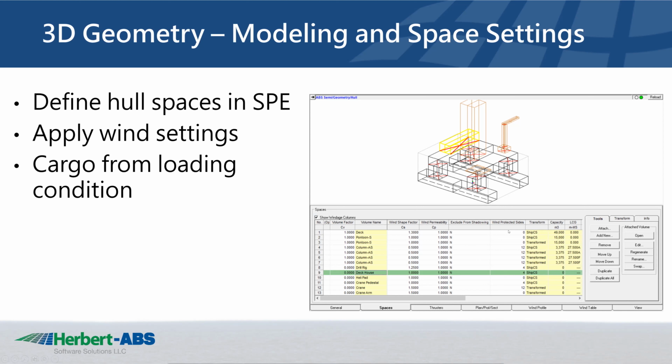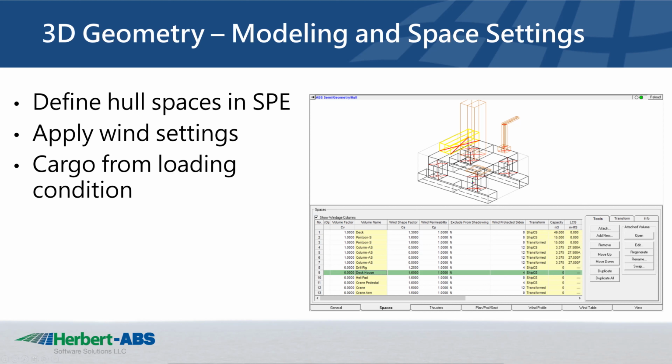And finally, we have the idea of wind protected sides, which in the visual above is represented by the red X's on certain faces of these volumes. And the idea of wind protected sides is to not double count areas of two objects where they're butted up or joined to each other.